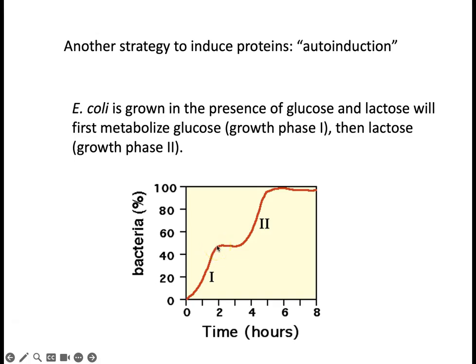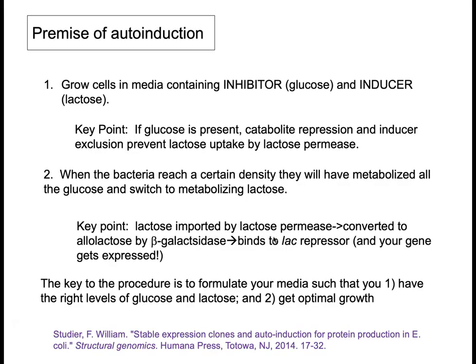And once the bacteria have metabolized all of that sugar, they then have a lag in their growth right here. What they're doing is basically switching over to now metabolizing lactose. Then they start growing again, now metabolizing lactose, and this is going to be in phase 2. Once they've metabolized all those sugars, they'll then go into stationary growth. Okay. So we can take advantage of this feature of how bacteria metabolize sugars to generate what's called autoinduction.